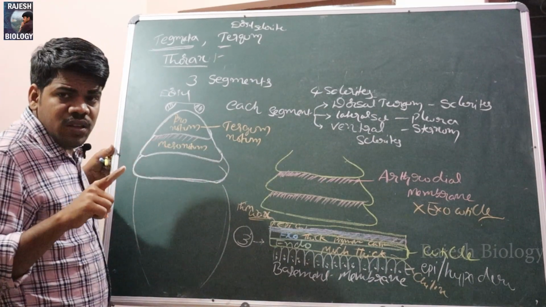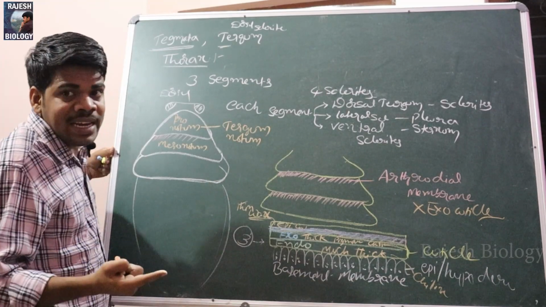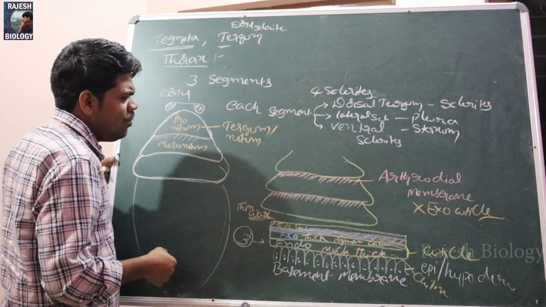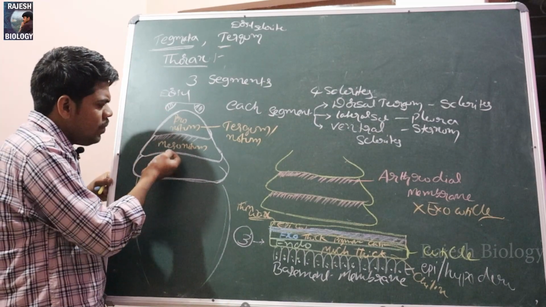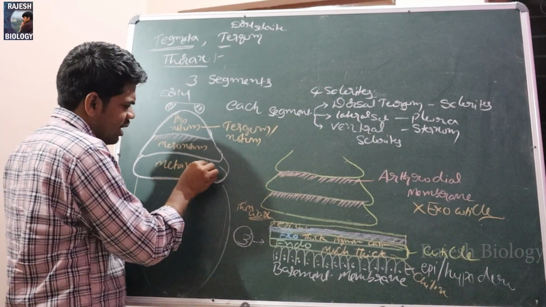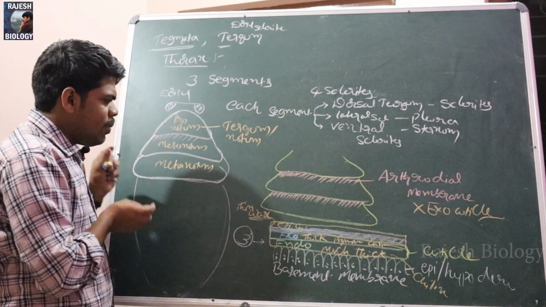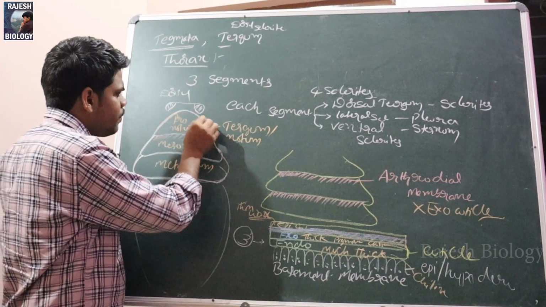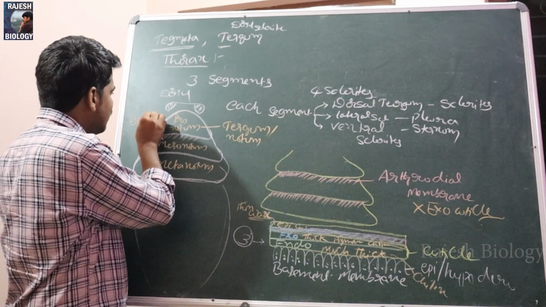The first thoracic segment's dorsal sclerite is called either tergum or the notum. So the first dorsal sclerite is the pronotum, mesonotum, metanotum. Not the segment, the sclerite is called notum. Pronotum, mesonotum and metanotum. Out of these three, pronotum is very big. Pronotum is the biggest segment, biggest sclerite.